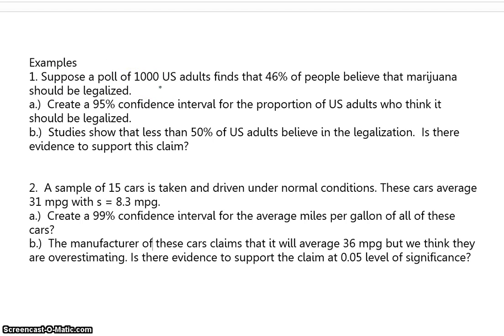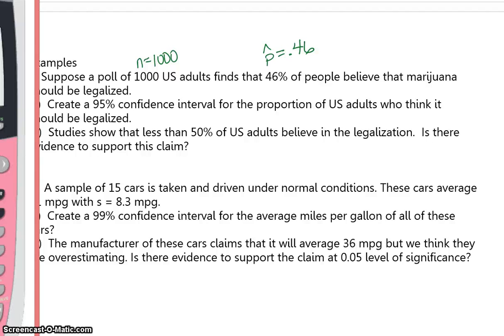Suppose that a poll of 1,000 adults, so that's our n. I'm going to go ahead and write n as 1,000. Find that 46% of people believe that marijuana should be legalized. So this is my p hat. A is to create a 95% interval, and B is to run a test. Okay, so starting with A, we are going to create a confidence interval.